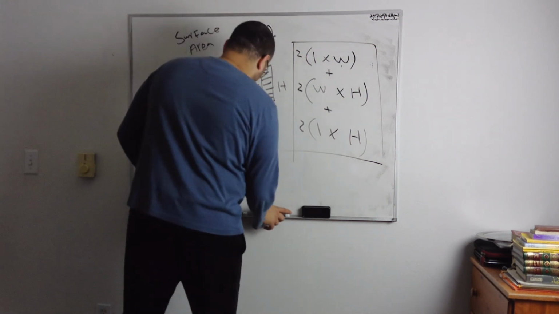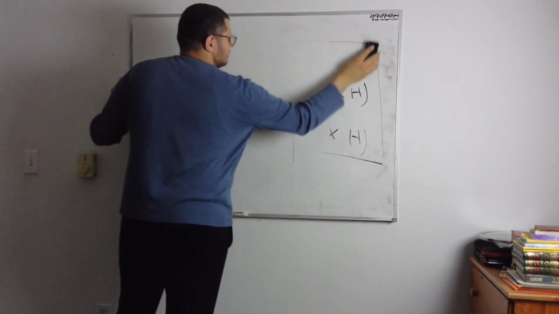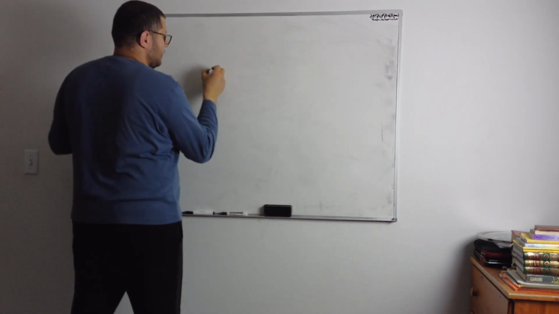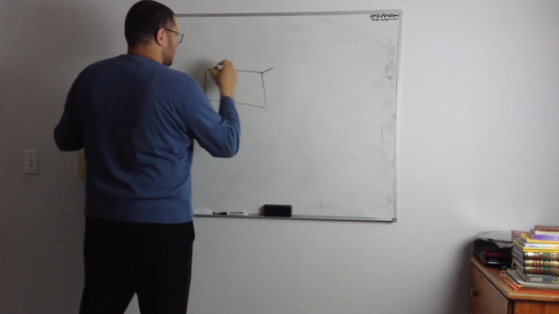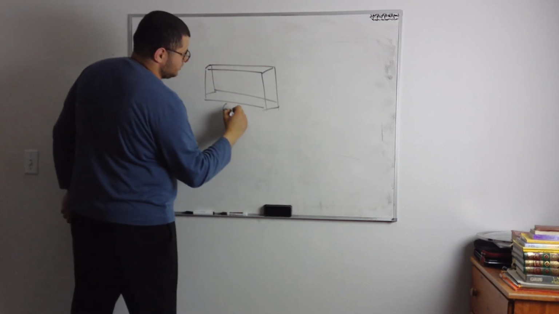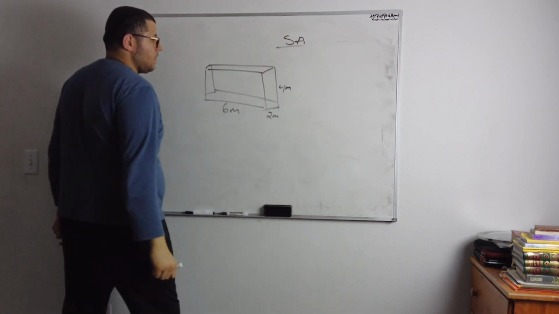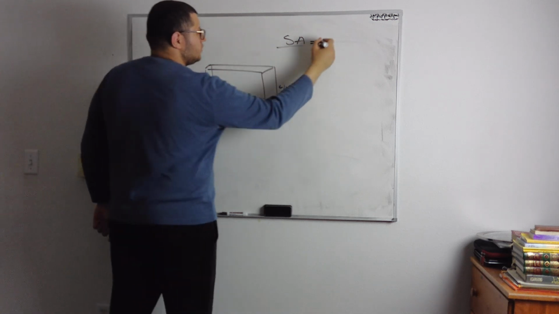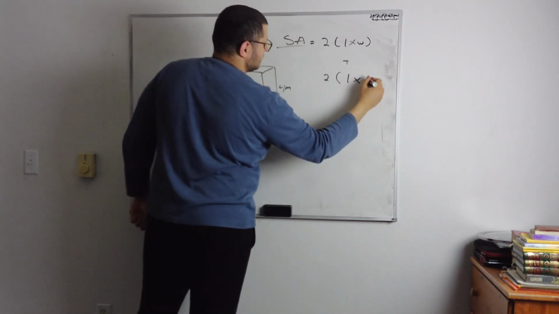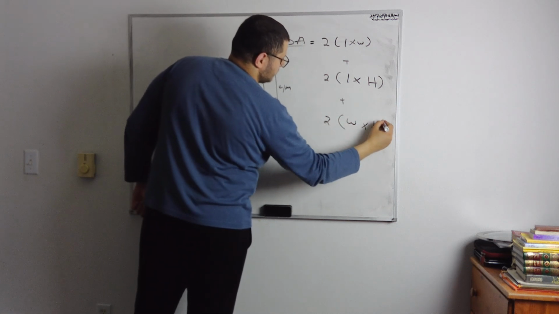Okay? So, let's take that into action now. We have a rectangular prism. This is 6 meters. This is 2 meters. This is 4 meters. We're trying to find the surface area. Surface area is equal to, we said, 2 length times width plus 2 length times height, plus 2 width times height. So it's just a combination.